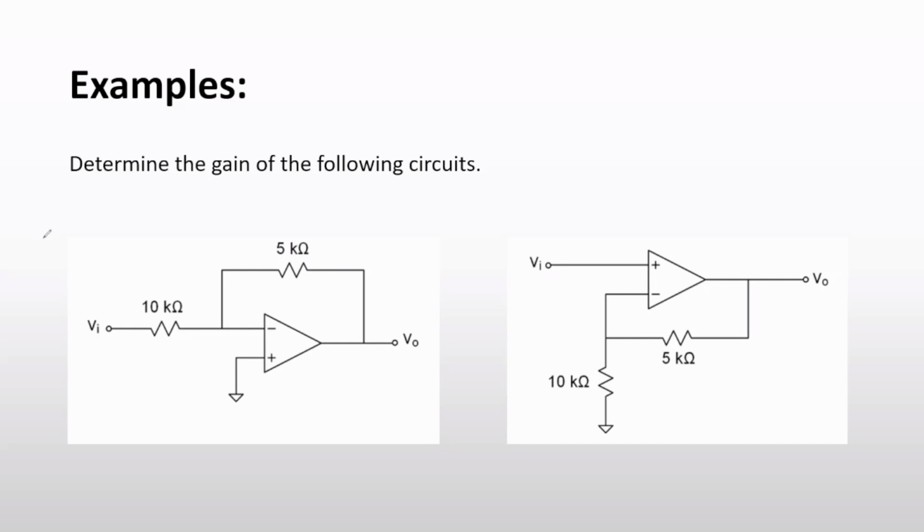Inverting. You can see because the voltage input is to the inverting terminal. So therefore this is an inverting amplifier. And this one, V in to the non-inverting terminal. So therefore, as we are giving input to the non-inverting terminal, this is a non-inverting amplifier. So you can remember those two equations and you can find the gain.